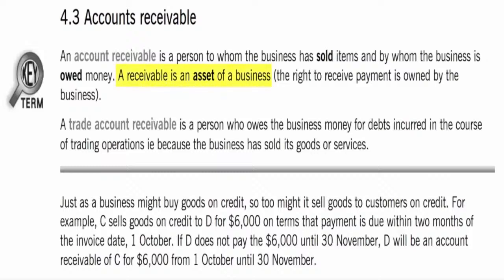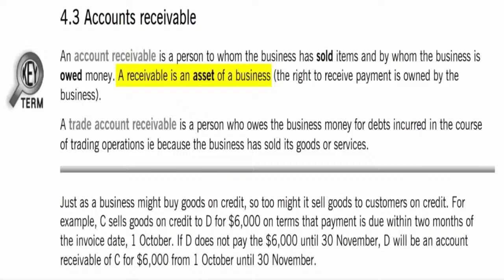Why is accounts receivable considered an asset? Let's make this crystal clear. In accounting, an asset is something valuable that your business owns. Even though the money from accounts receivable hasn't landed in your bank account yet, it's still considered an asset. Why? Because you have a legal right to collect that payment. It's something of value to your business.